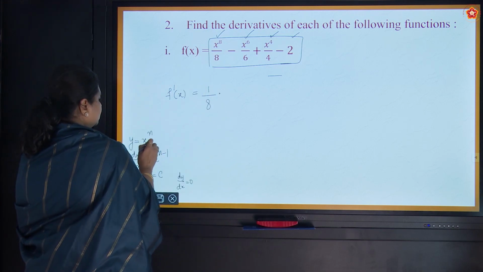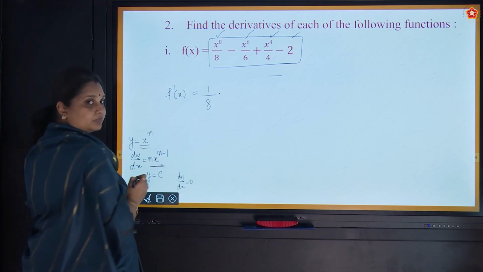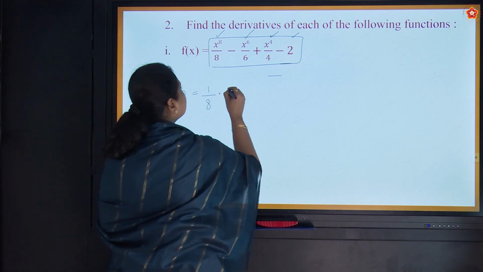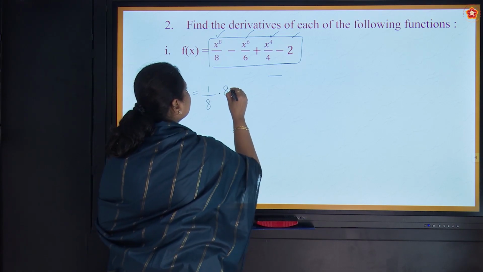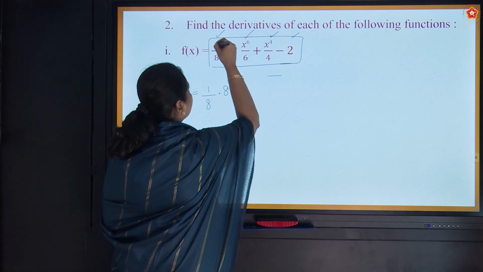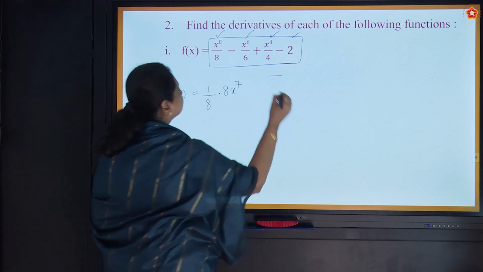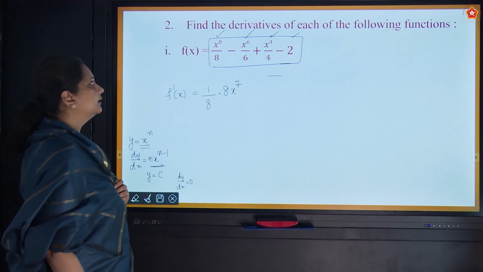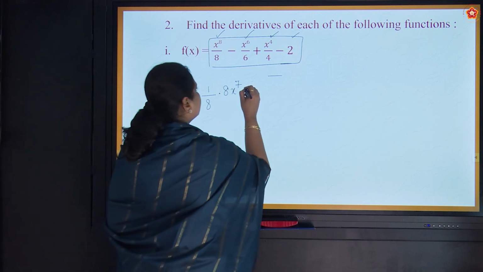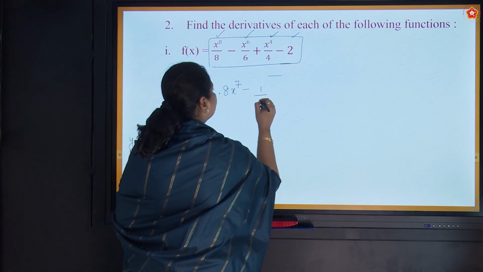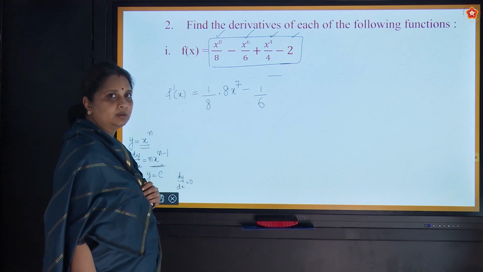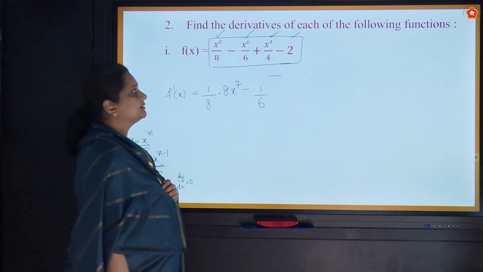Apply this formula to it. So my power is 8, so I multiply by 8. X power, I reduce 1 from the power. Similarly, I move on to the next term. I have 1 by 6 as the coefficient of the variable in that term. I keep it as it is.